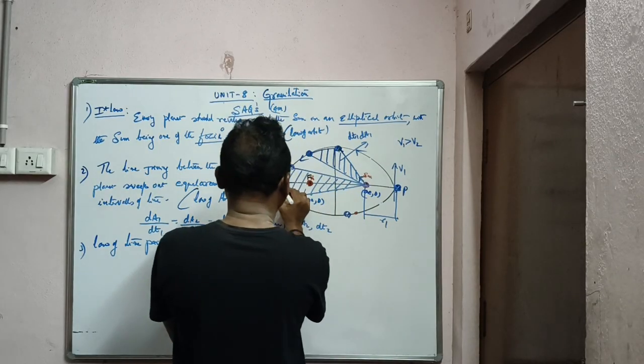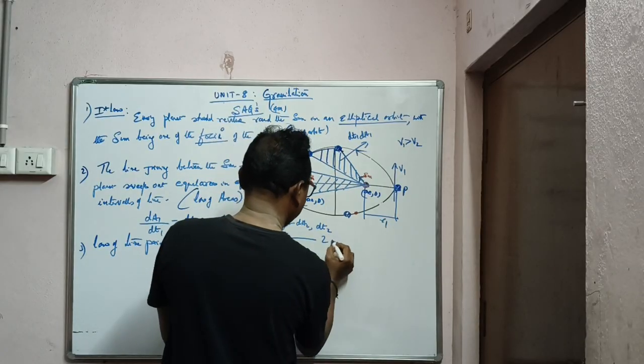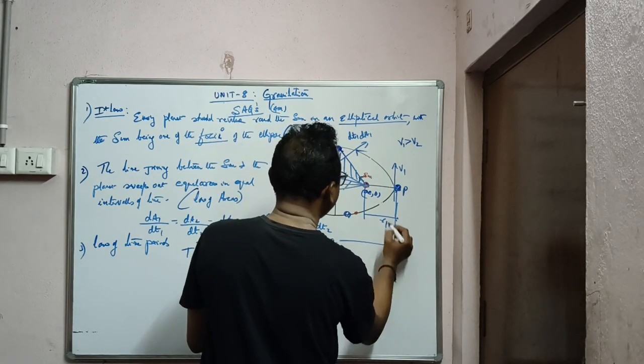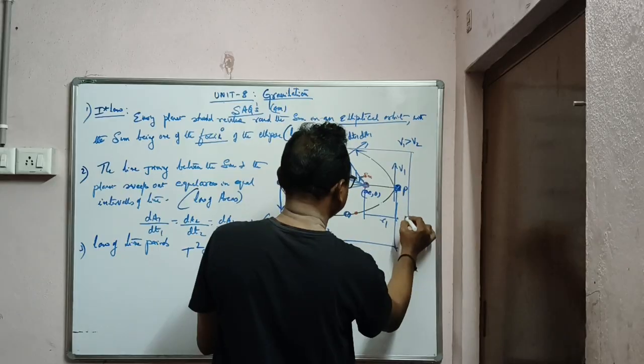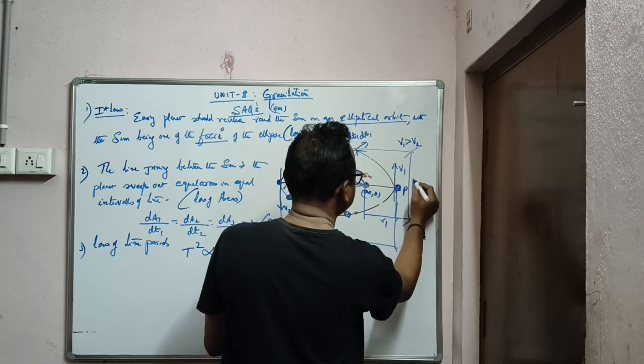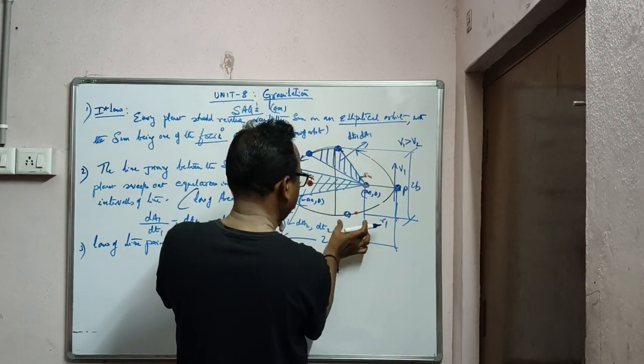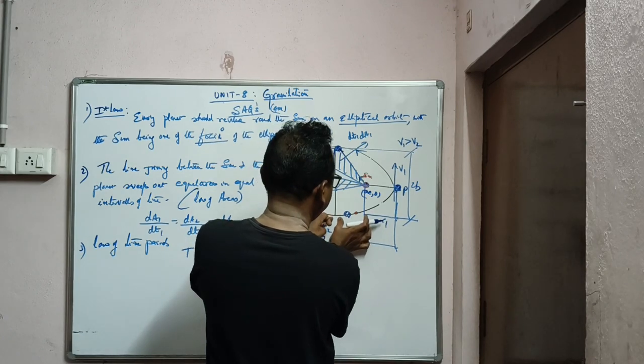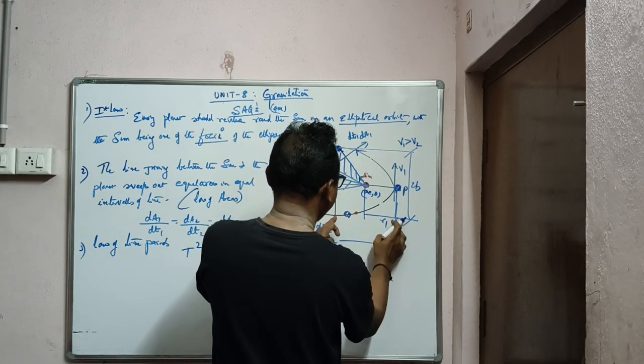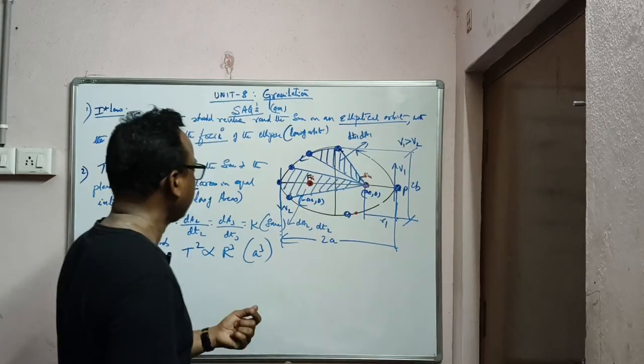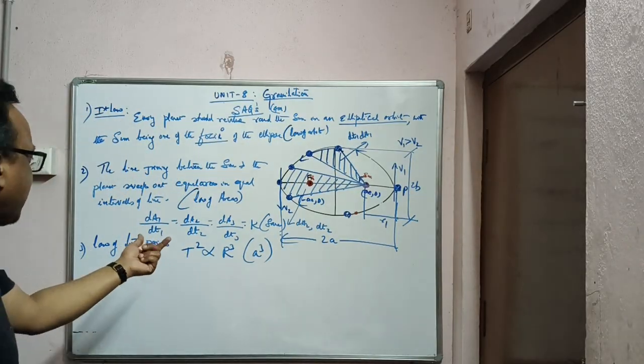Okay? So what is this one? The total distance on the major axis is 2a, and the minor axis is 2b. So this becomes a minus ae, which is r1, and a plus ae is r2. If we add them, we get the average distance.